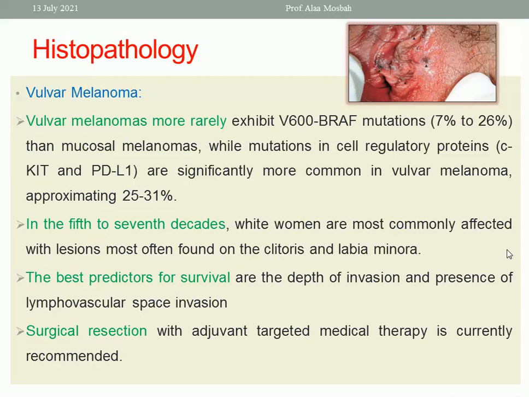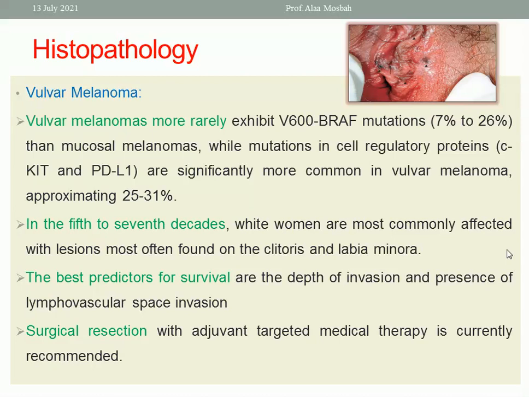Vulvar melanoma more rarely exhibits BRAF V600 mutations, in up to 26%, than mucosal melanoma. Mutations in cell regulatory proteins are significantly more common in vulvar melanoma, approximately 25 to 31%.